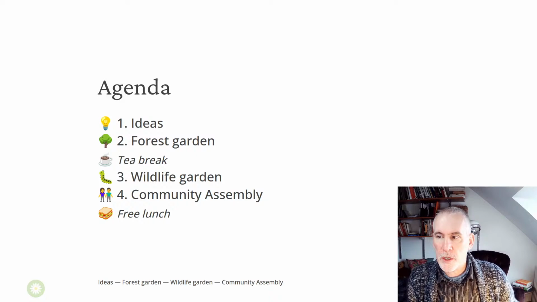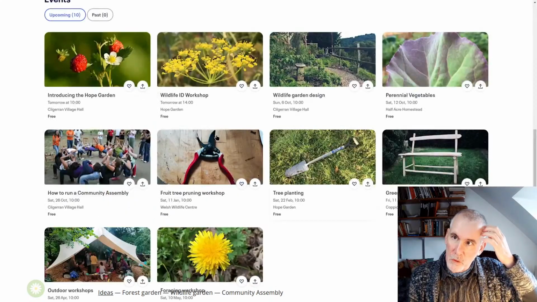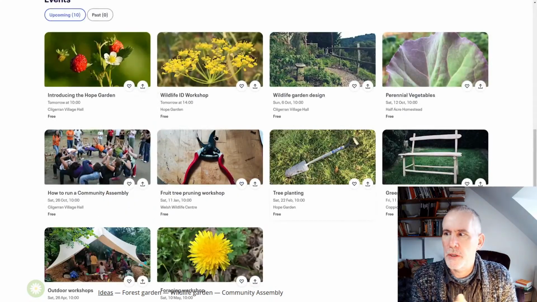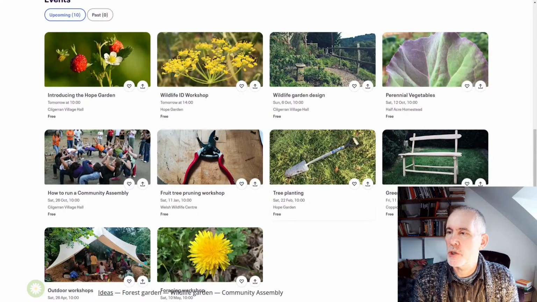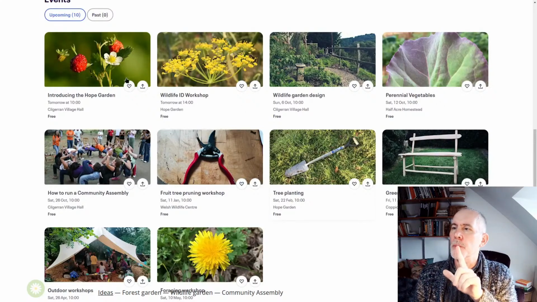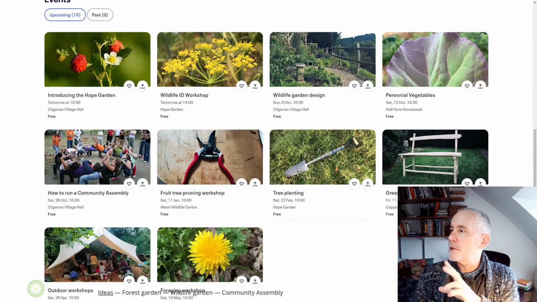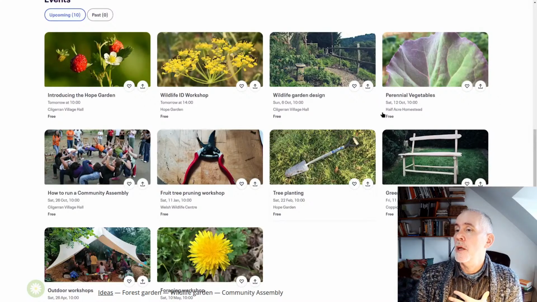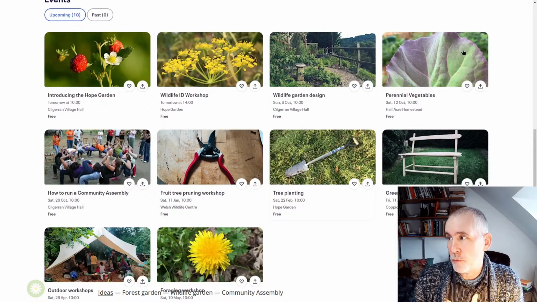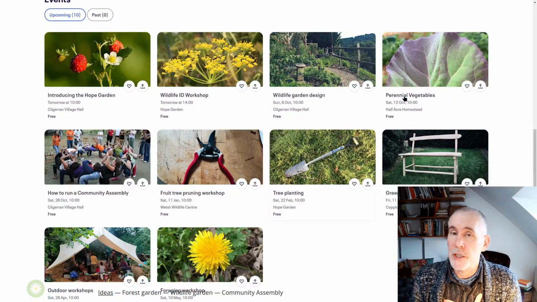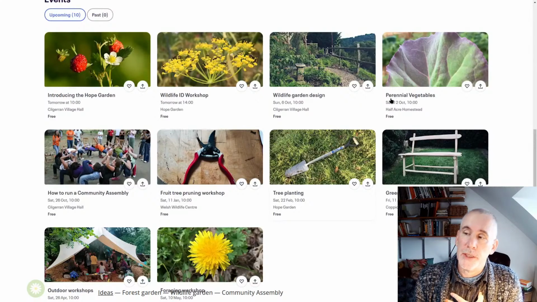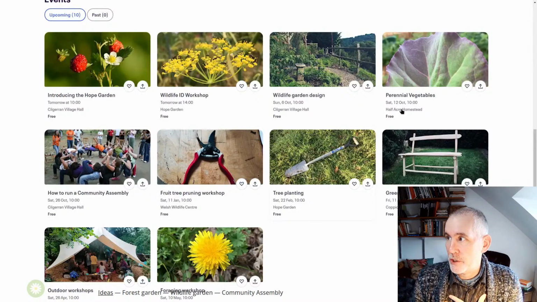So the first of the workshops, if you search for Hope Garden, you should find these workshops. We've done the introducing the Hope Garden, which is this one. The Wildlife ID workshop went well. Wildlife garden design was good. I ran that one again. I'll do an online version of this. And then perennial vegetables. There's a trip to Steph Hafferty's, which was great, really interesting. She's an organic no-dig gardener, and she does a lot of perennial vegetables.